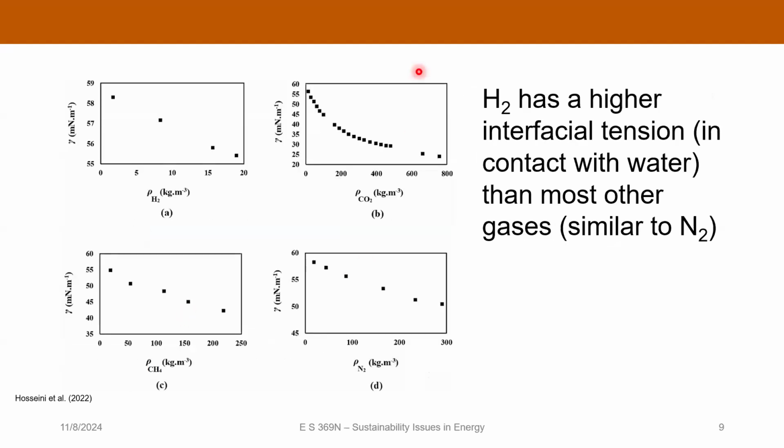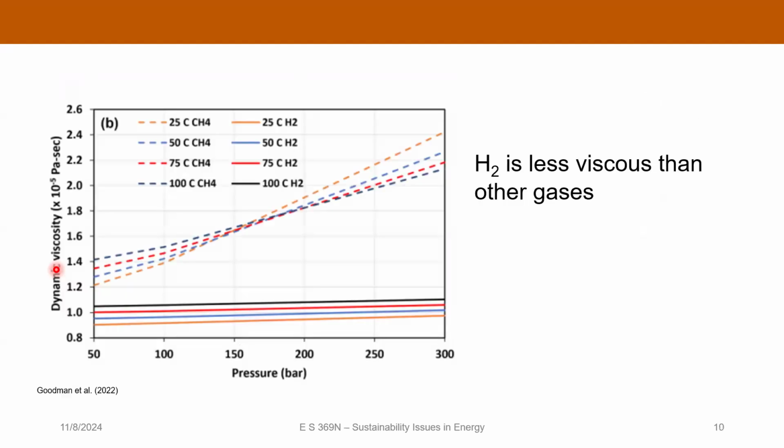The other thing is, remember back to our capillary pressure work that we did with CO2. This is hydrogen over here. It's got a higher interfacial tension with water than other hydrocarbons. And so that means it's going to exist at a higher capillary pressure when it's in the pore space. And it's also much less viscous than other gases. You can see it's down here around 1 times 10 to the minus 5 Pascal seconds, so about half as viscous as methane.